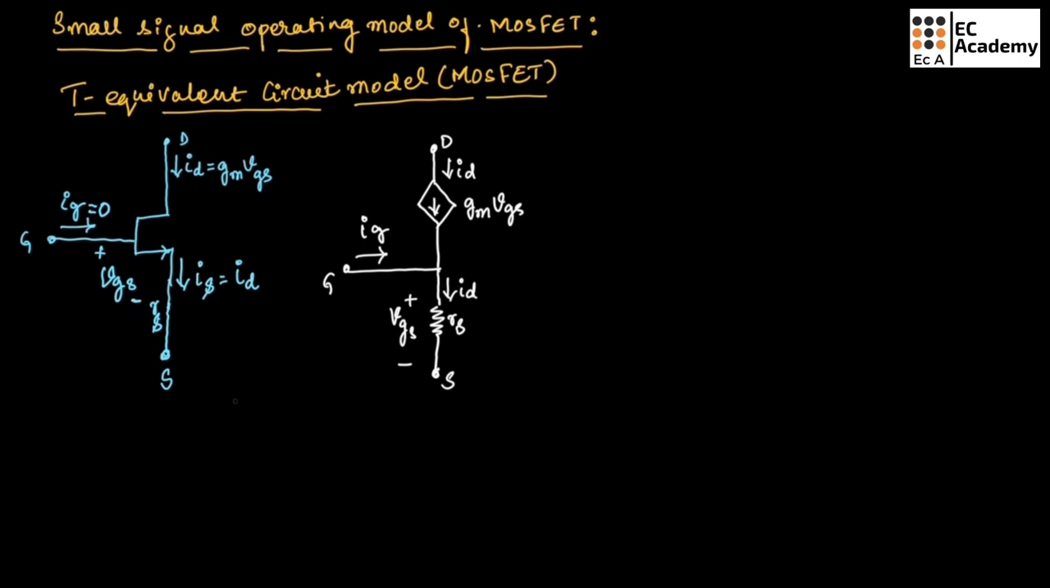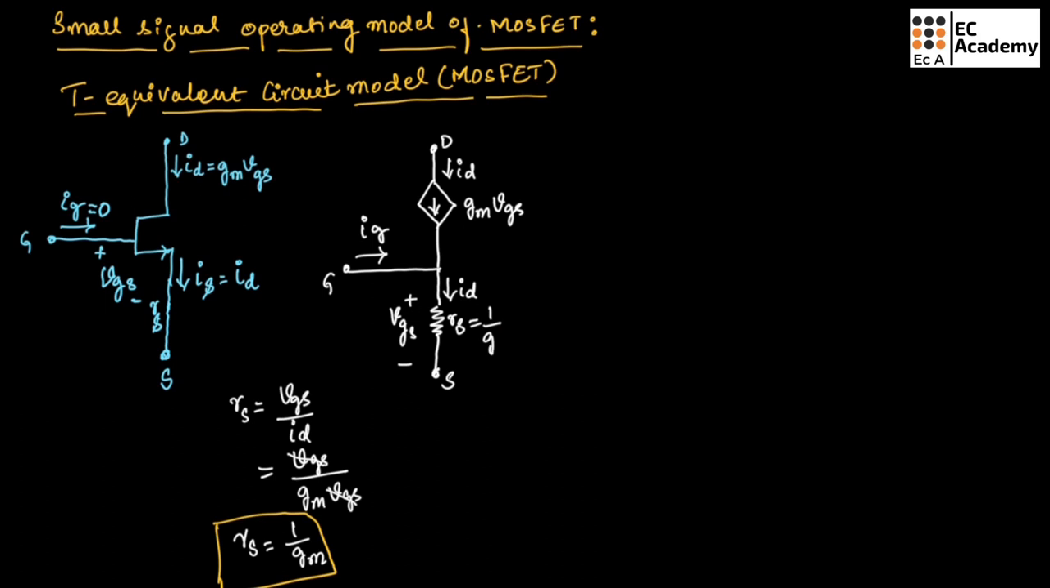Since we can write RS is equal to VGS divided by ID, we can write the above equation as VGS divided by ID is nothing but gm VGS. So if we cancel out these two VGS values, we'll get RS is equal to 1 by gm. So in place of RS, we can write it as 1 by gm.